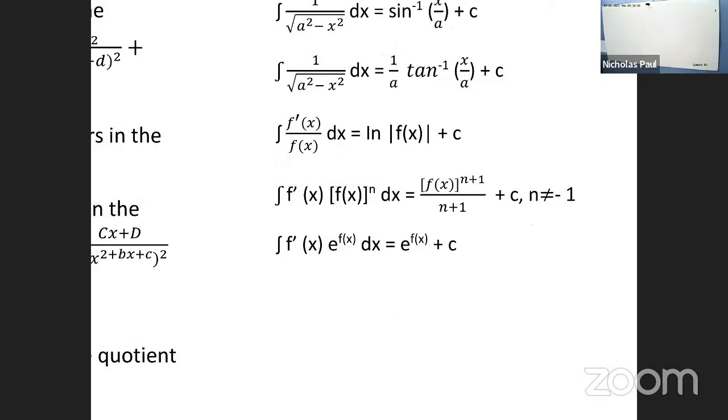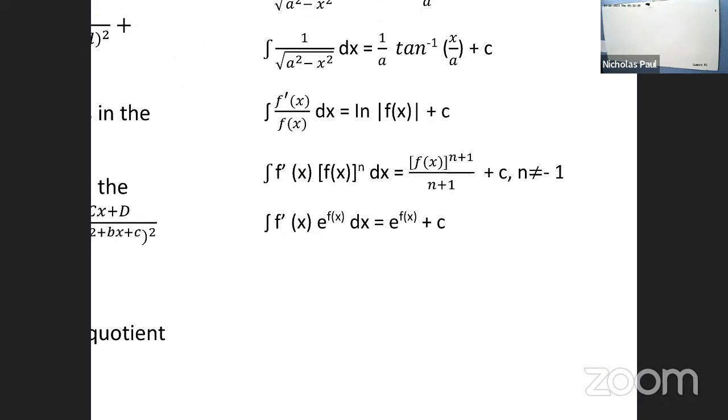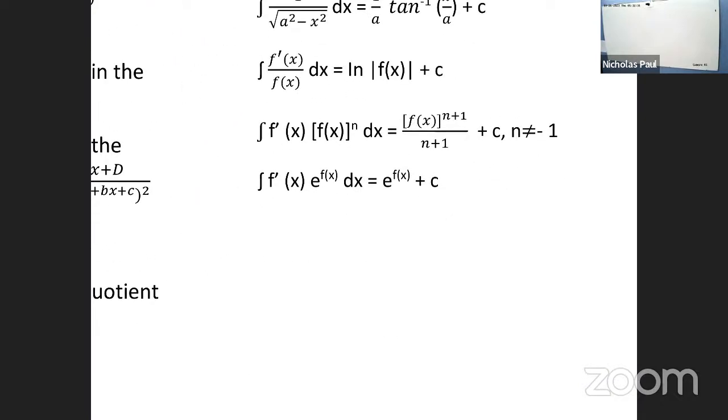Those there are the last 3. So the integral of f prime x on f of x is ln of f of x. The integral of f of x to the n times f prime x is f of x to the n plus 1 on n plus 1. We're going to use those 5 integrals.